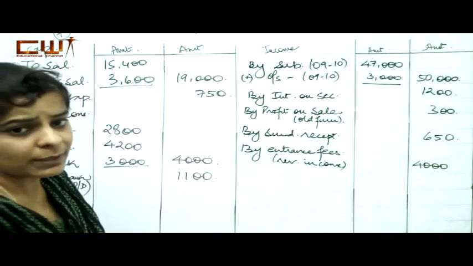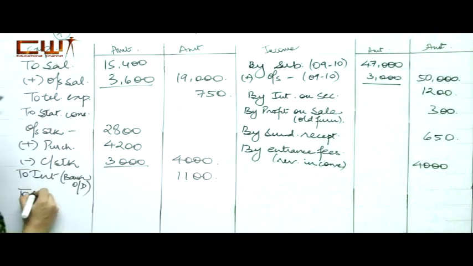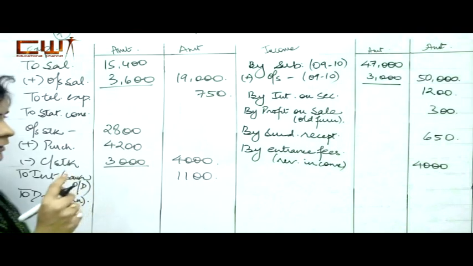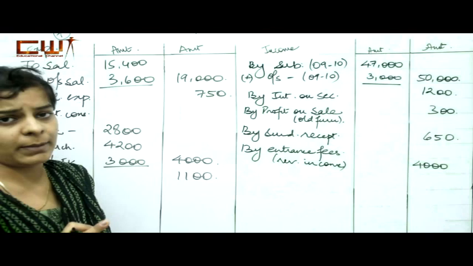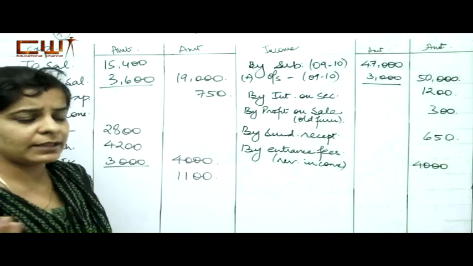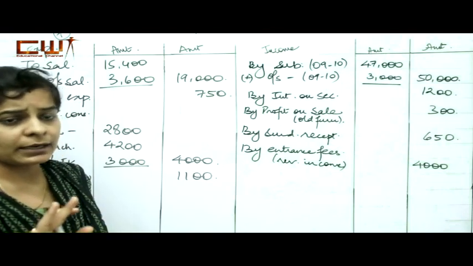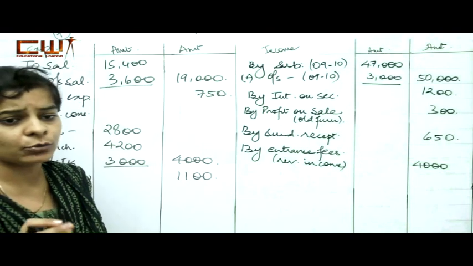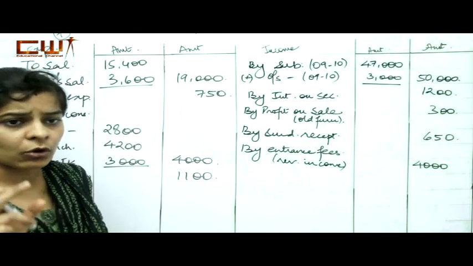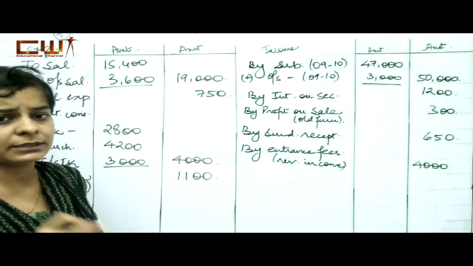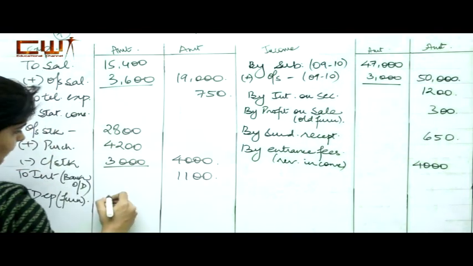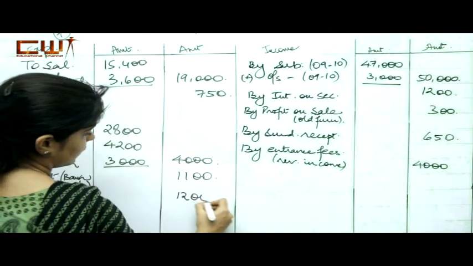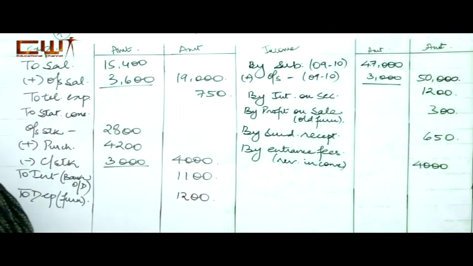Next is depreciation on furniture. Whenever you take depreciation on any asset, that will always be on the opening balance. Sometimes they buy the asset, then they add some asset to it. That additional asset you will not take on the total asset or on the closing balance. You will always take the depreciation on the opening balance. So depreciation on furniture will come out to be 1,200, right? So 1,200 will be this.